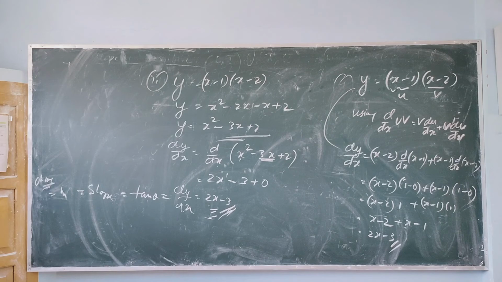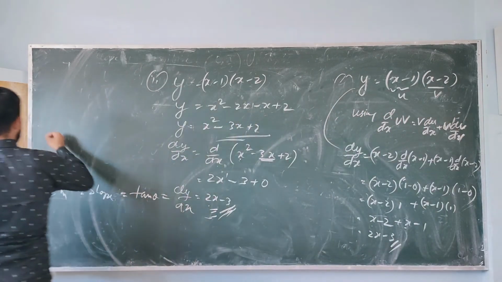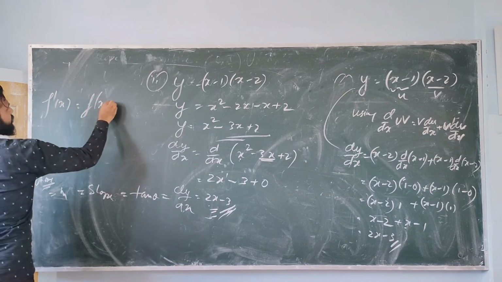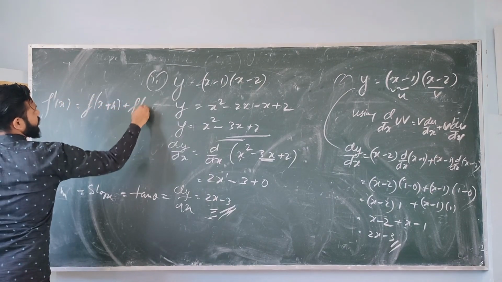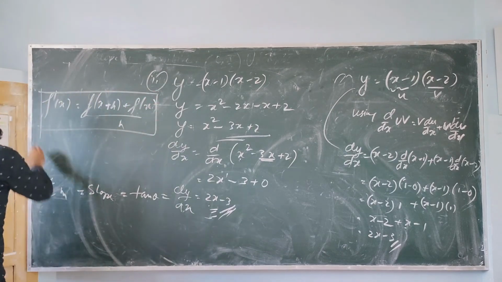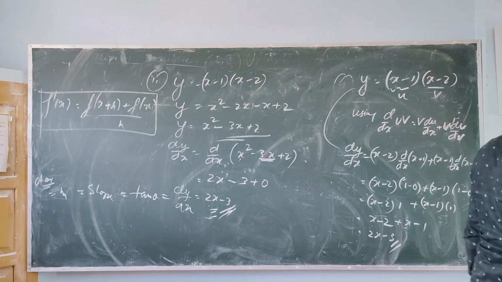Otherwise you can do it a very long way also. I can do this question in another way also, by using the first principle method. What does the first principle say? f dash x equal to f of x plus h minus f of x, divided by h, in the limit. This is another formula. It's called the first principle method and I will teach this one.